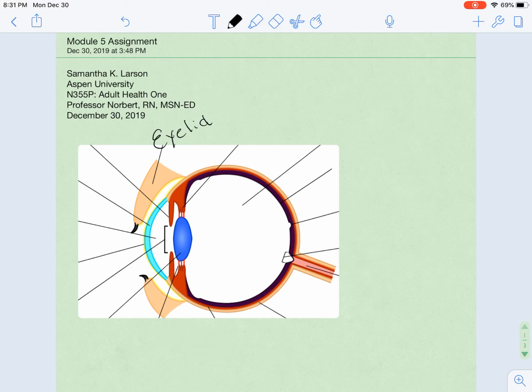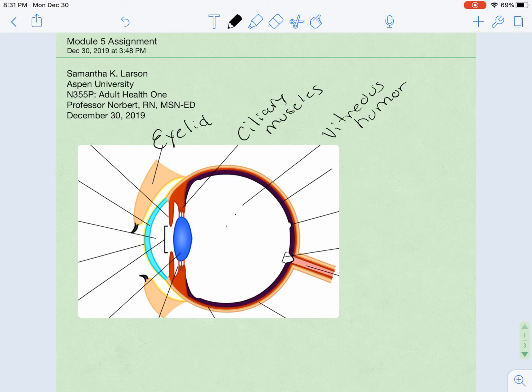Then if you go to the right, it is the ciliary muscles. And the ciliary muscles basically change the shape of the lens when they contract. This white space right here is the vitreous humor. The vitreous humor is a jelly-like fluid, and it helps to keep the shape of the eyeball, and it also bends light onto the retina.